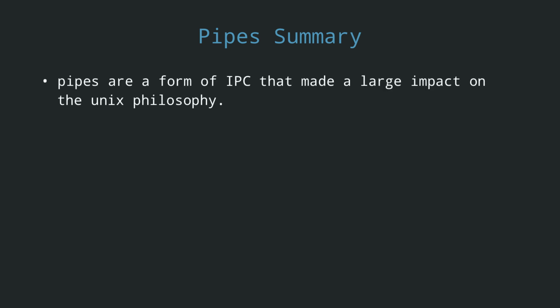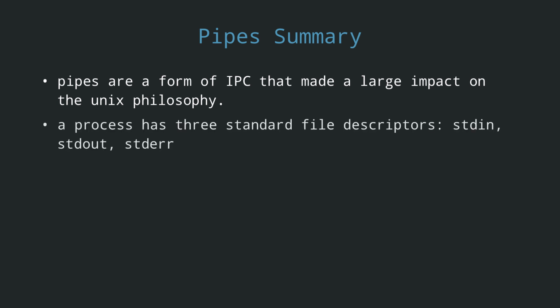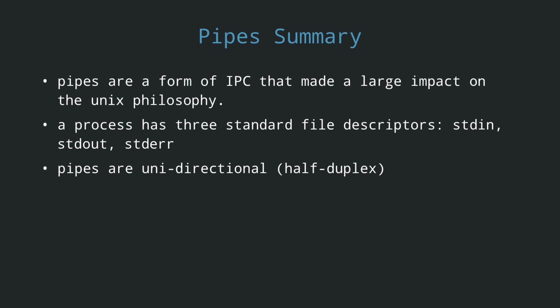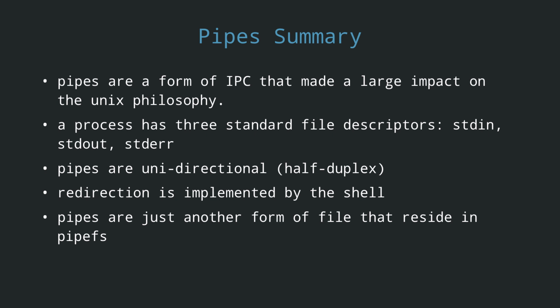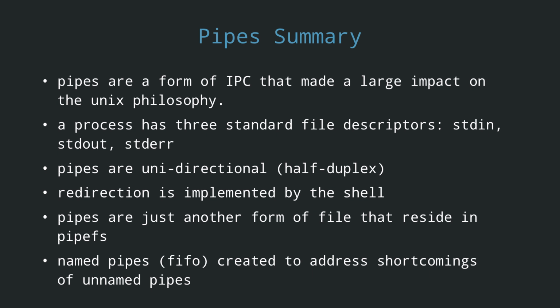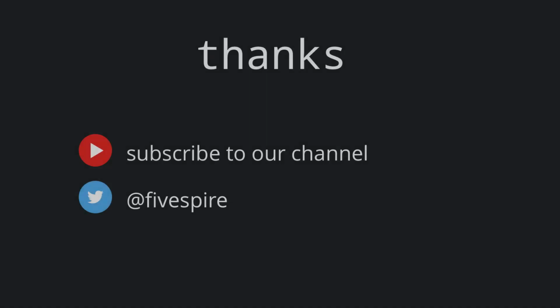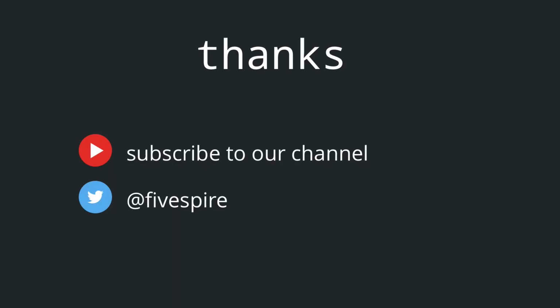In summary, pipes are a form of IPC that has made a large impact on the UNIX philosophy. A process has three standard file descriptors: standard input, standard output, and standard error. Pipes are unidirectional. Redirection is implemented by the shell. And pipes are just another form of a file, but just reside in the pipe file system. And finally, the named pipe, which are just like pipes, but reside on the regular file system, thus a bit more flexible. Well, I do hope you enjoyed this video, and now you have a better understanding of the UNIX pipe. Not just an understanding though, but an appreciation for them and how they shaped UNIX and thus Linux.